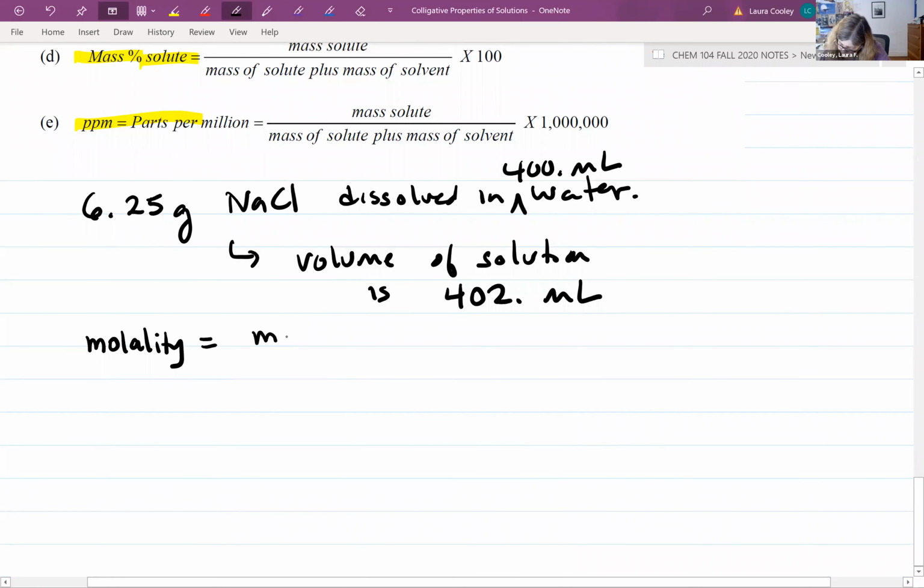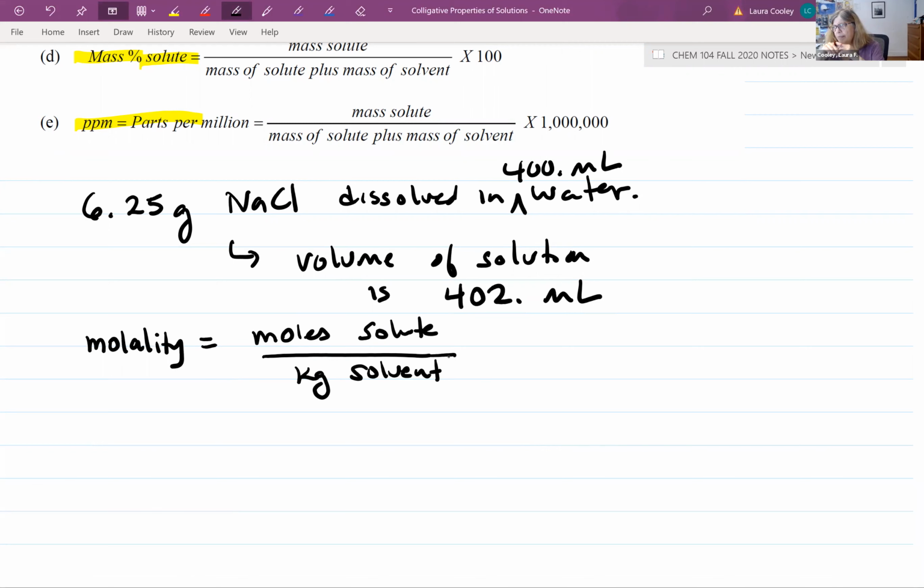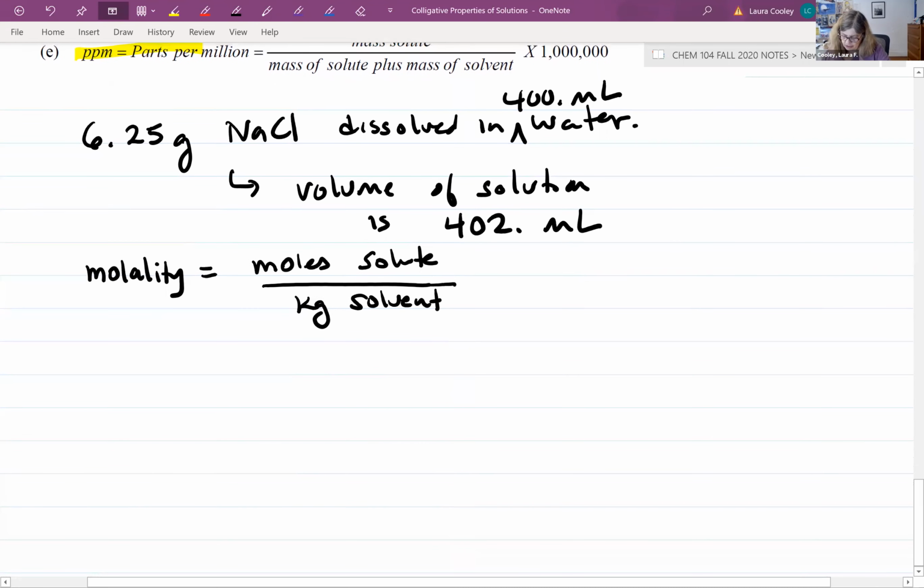Let me write that down. Moles of solute per kilogram of solvent. Now, a kilogram of water is 1,000 grams. And if you had a liter of solution, that's about a kilogram. So molality and molarity for water solutions are very close. And you'll see that in this calculation. But let's actually figure out what it is.